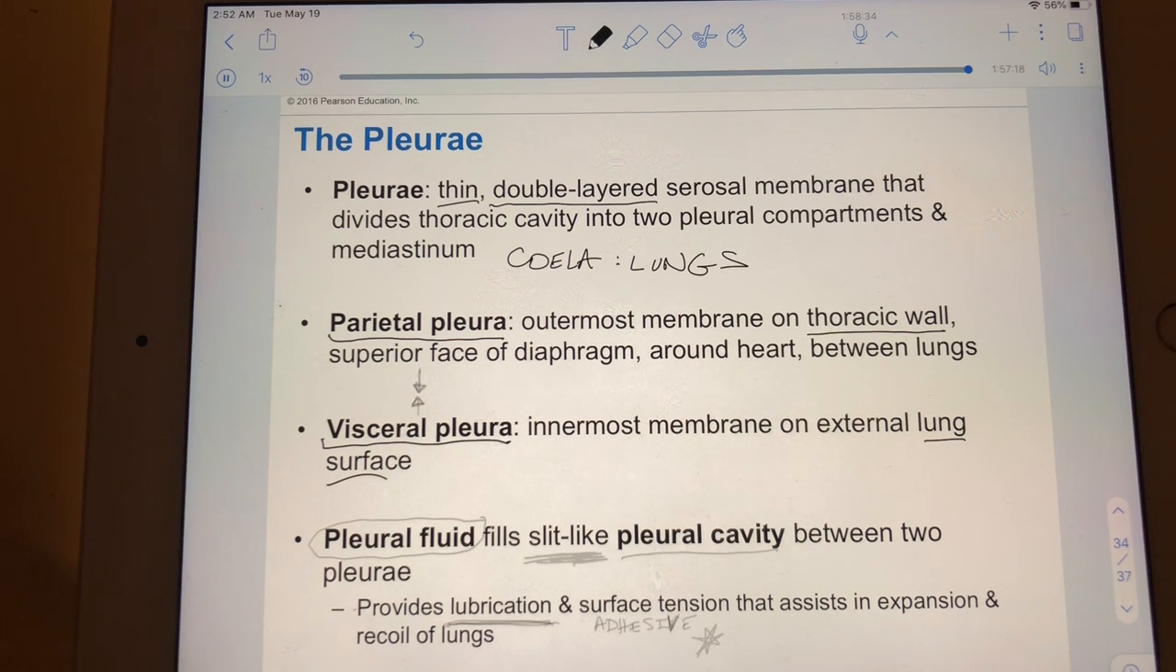And between the two is a super, super thin cavity called the pleural cavity, which is filled with serous fluid. Or if we want to be fancy, we can call it pleural fluid. All right? That fluid sitting in that super, super thin alleyway between parietal and visceral pleurae acts as a lubricant, okay? And also as an adhesive. In other words, the surface tension of that fluid pulls the pleurae toward each other, keeps these guys from pulling apart. Therefore, they move together, and that's very important. Okay, we'll come back to it automatically.